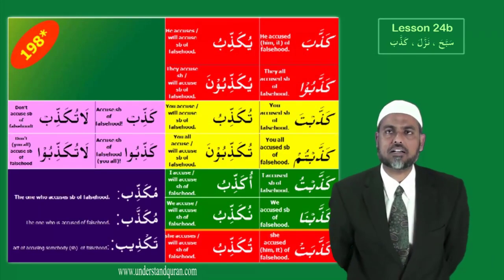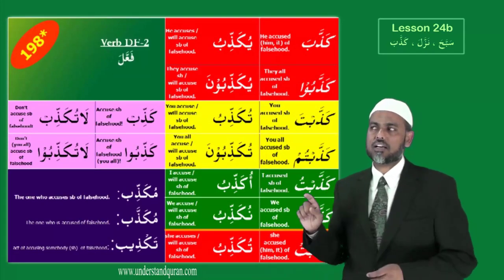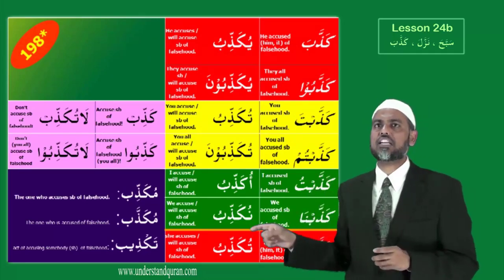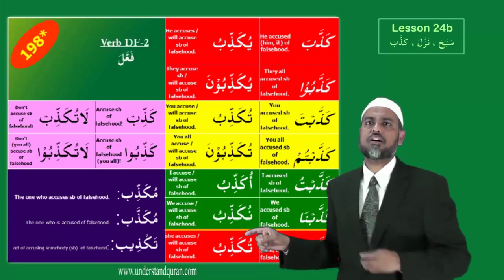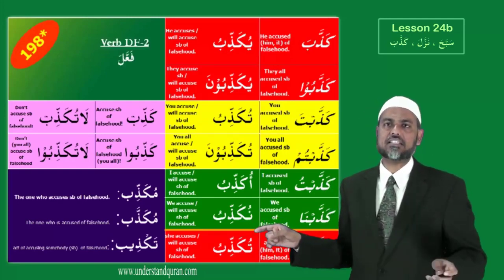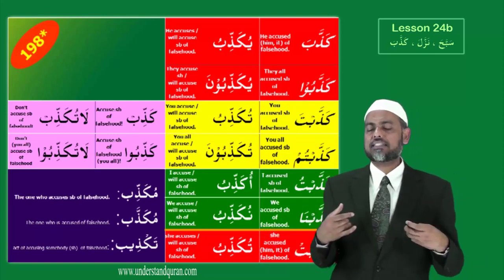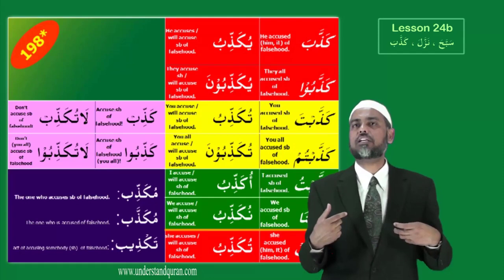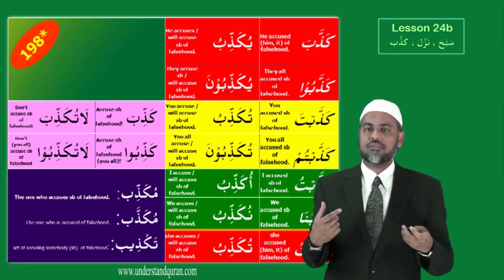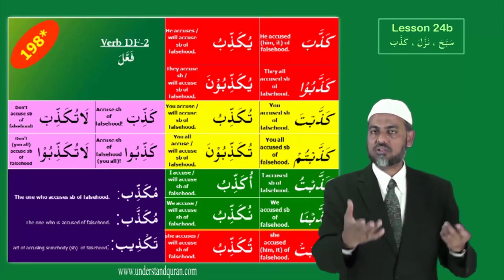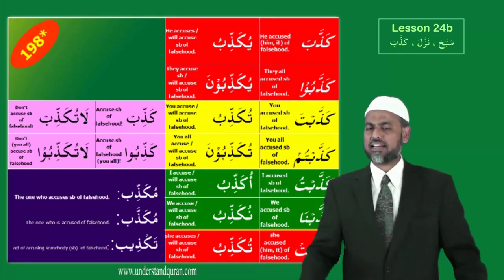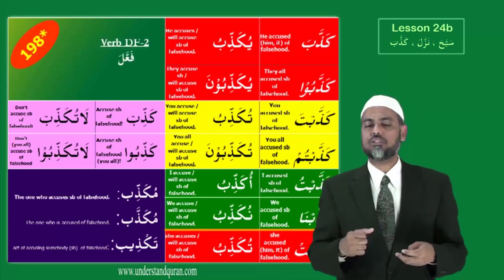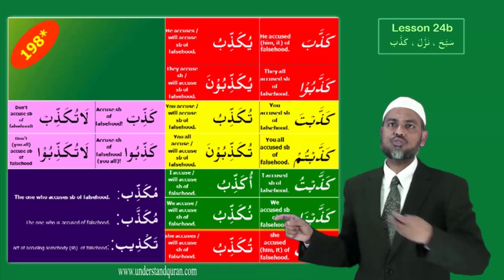Next one is kadhaba. Kadhaba means he lied. Kadhaba also means he accused someone of falsehood, or he denied. Suppose I say I am an accountant, then I am lying because I am not an accountant. But if you tell me that you are an accountant, and if truly you are, and I say no, I don't accept you as an accountant, then I am doing takdhib, I kadhaba you. Kadhaba means to accuse someone of falsehood.